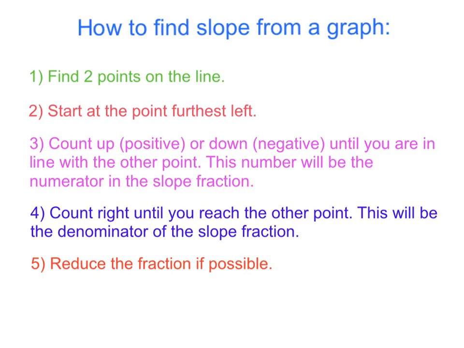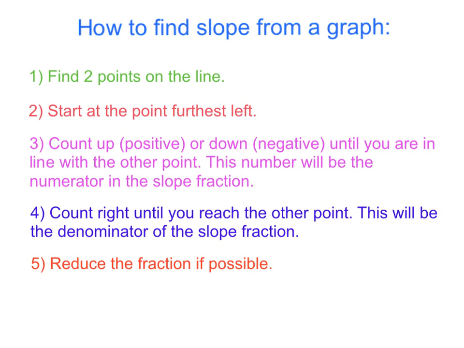Or if you go down, let's say you go down 3, since you went down, that's going to make that a negative 3. And either of those numbers would be in the numerator, that's the top part of the slope fraction. Then your next step is you're going to count right until you reach the other point. And this number is always going to be positive since you're always going to the right. And this number is going to be the denominator, or the bottom of your slope fraction. And finally, if you can, you need to reduce the fraction.